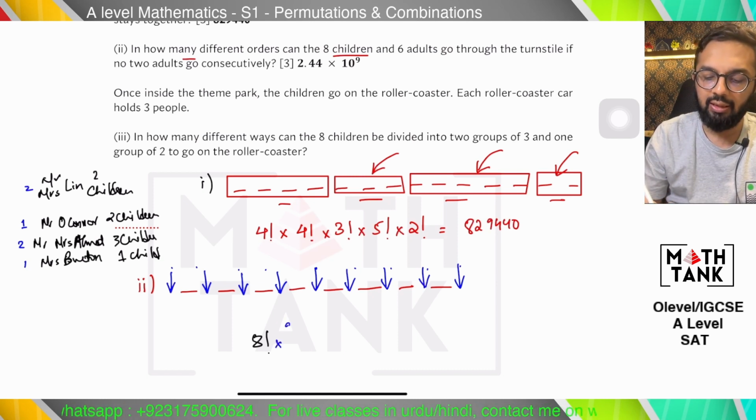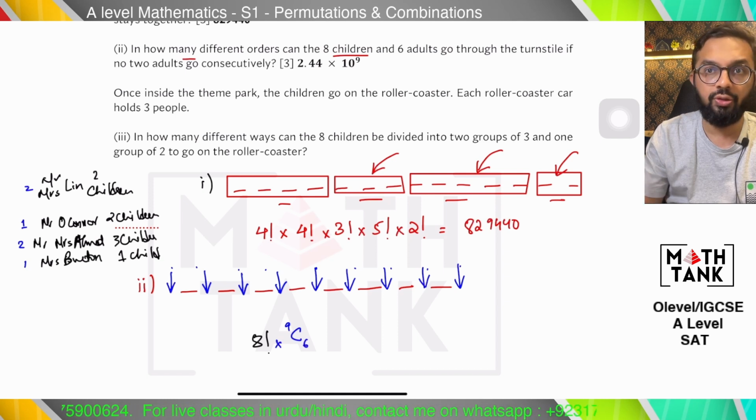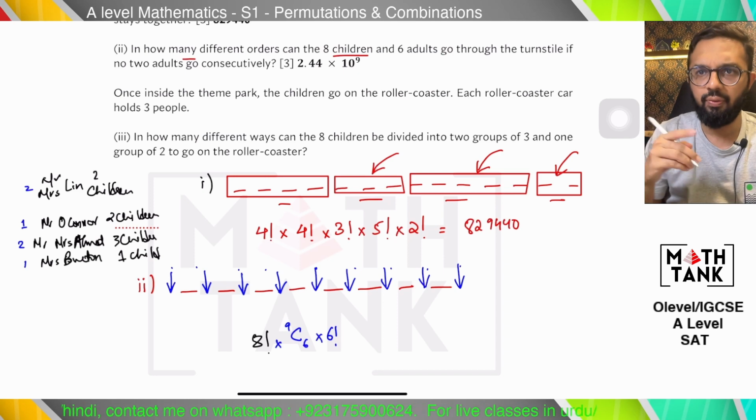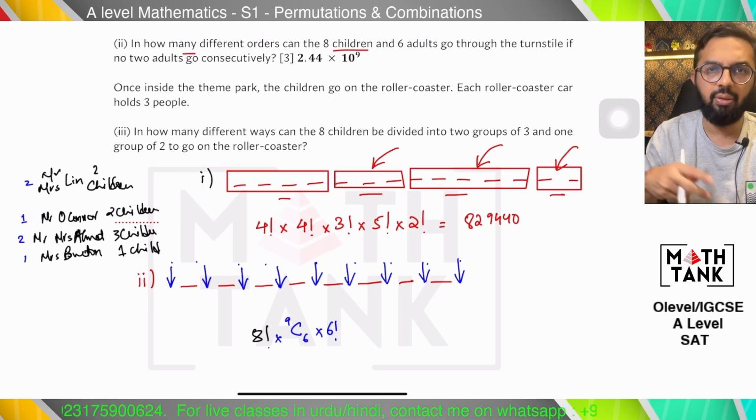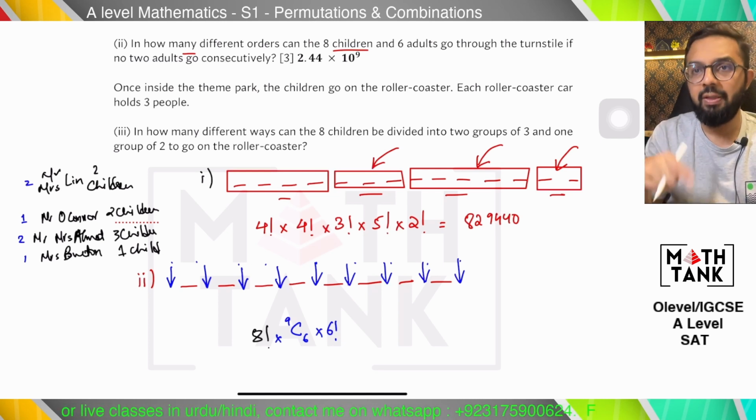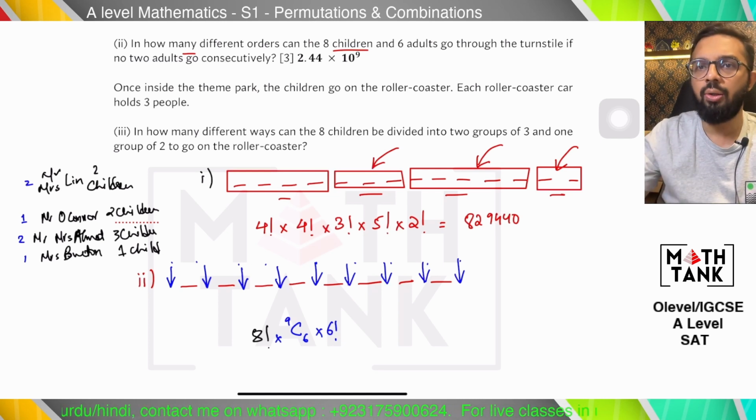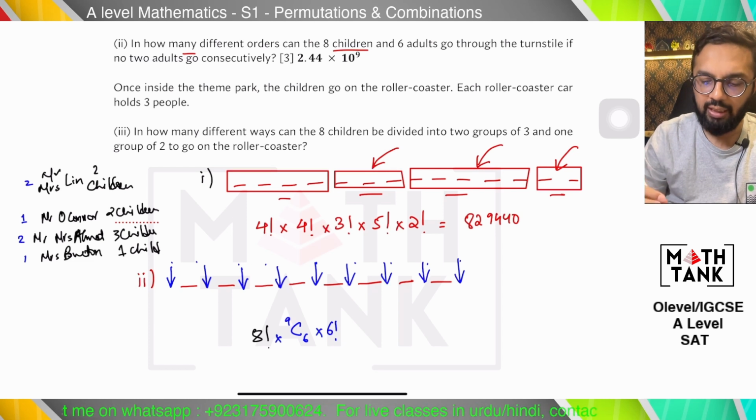So I'm going to say that this becomes 9C6. They choose their position and then they arrange themselves. Of course, they can shuffle around between themselves if Mr. O'Connor wants to go first or Mrs. Ahmed wants to go first and so on. But they've chosen which arrow they want to go into. So that's 6 factorial.